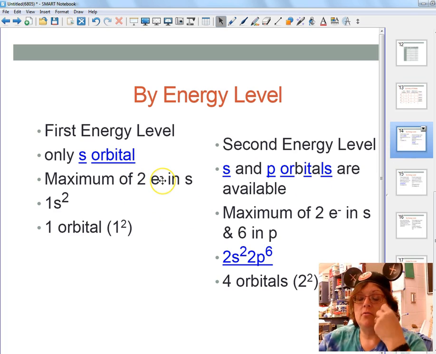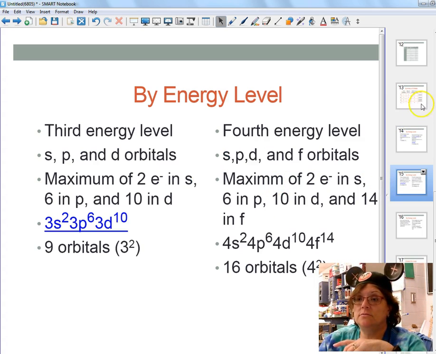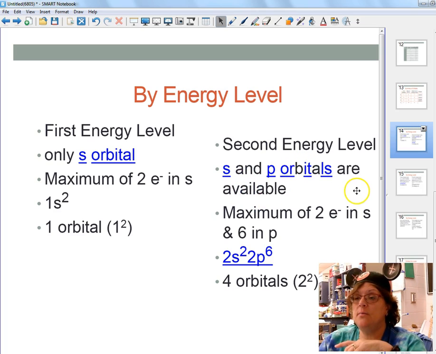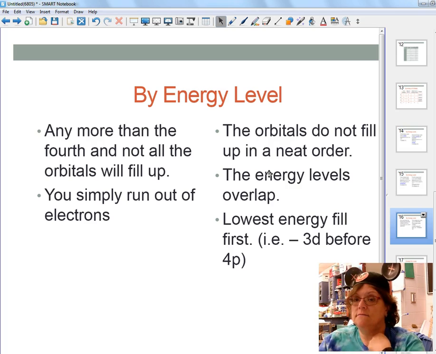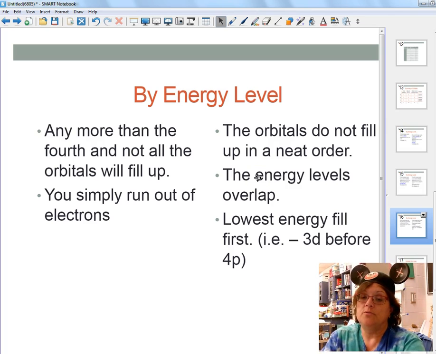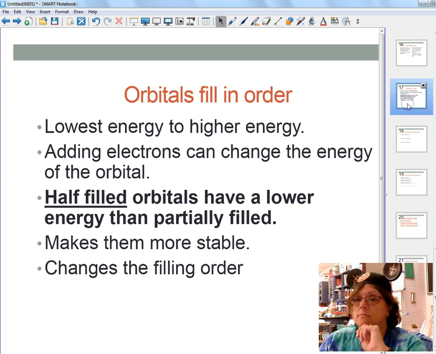If we look at the energy levels, the first energy level can only have 2 electrons. The second has S and P orbitals. The third energy level has S and P and D. The fourth has S, P, D, F. If you have any more than the fourth energy level, not all of your orbitals will fill up. You simply will run out of electrons. Once again, our rules: the lowest orbital fills first. Half-filled orbitals are more stable than partially filled.